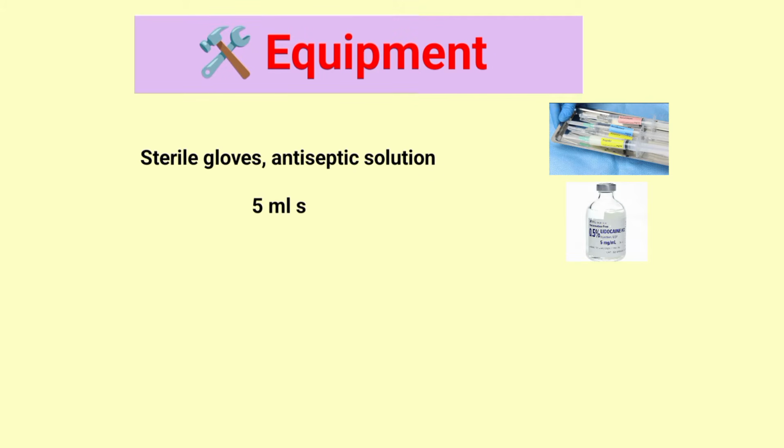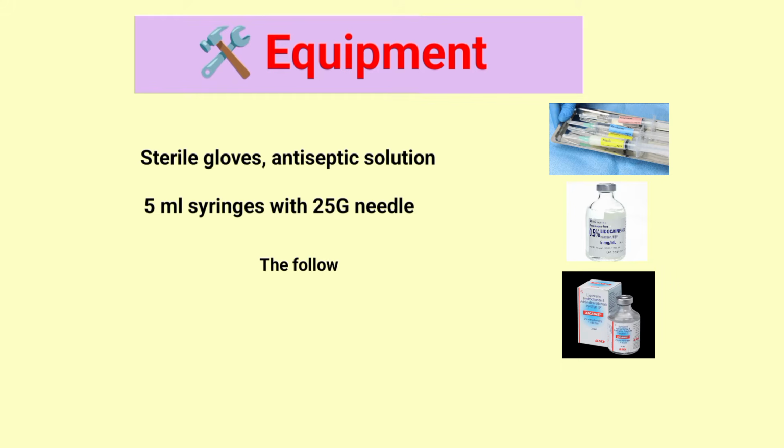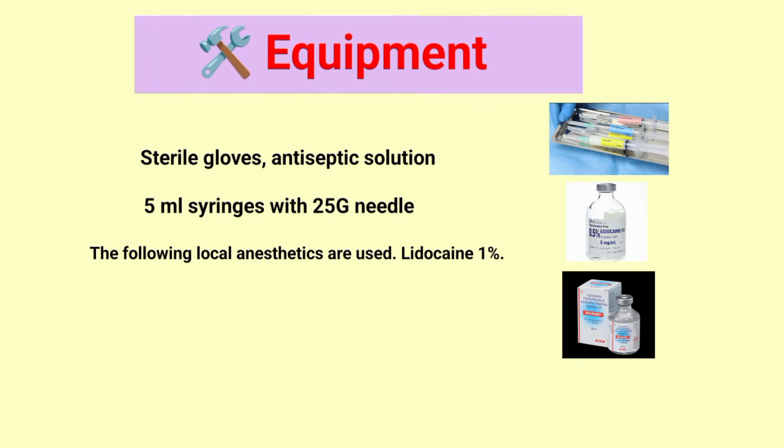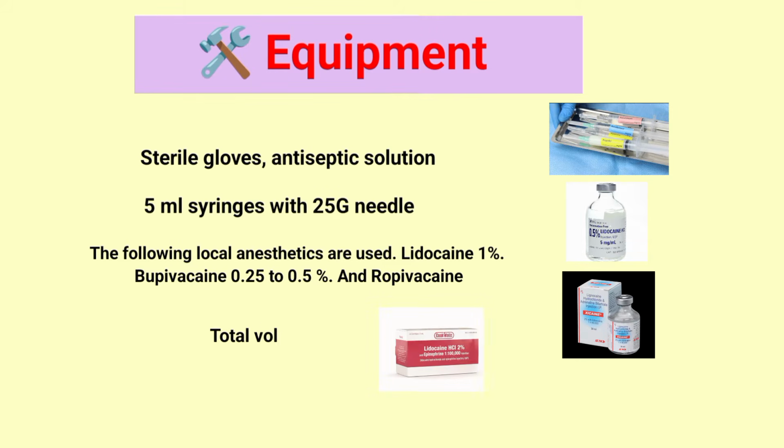Equipment: sterile gloves, antiseptic solution, 5 mL syringes with 25 gauge needle. The following local anesthetics are used: lidocaine 1%, bupivacaine 0.25 to 0.5%, and ropivacaine. Total volume 20 to 30 mL.